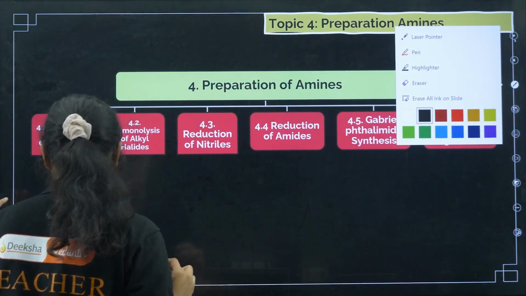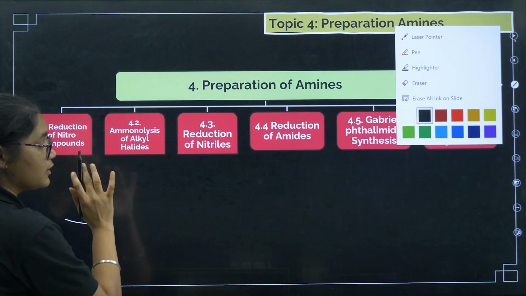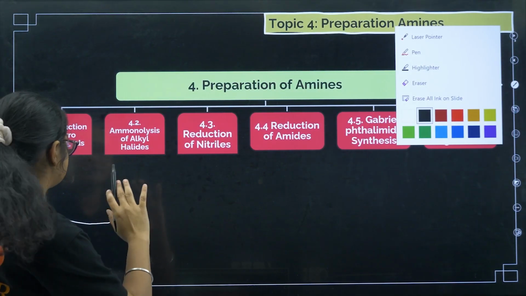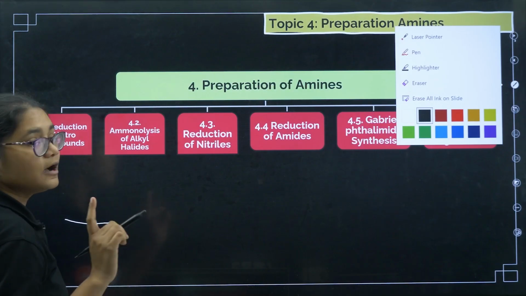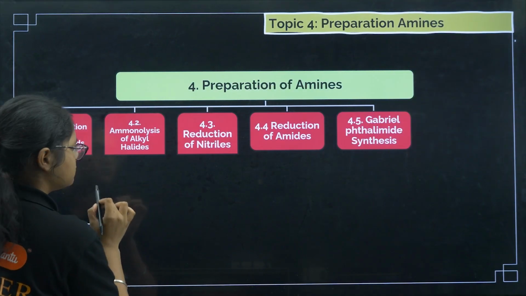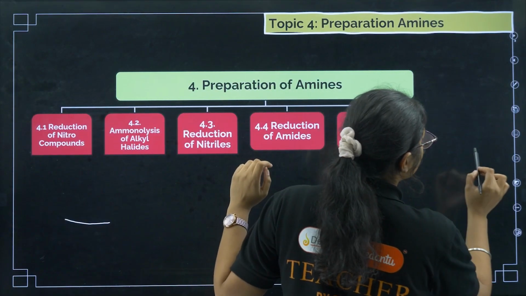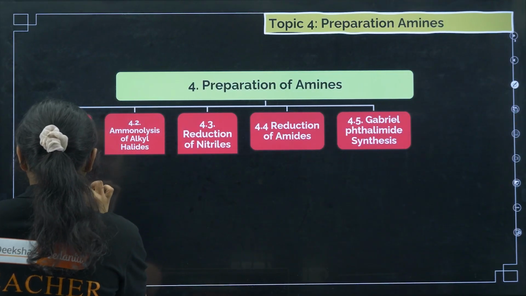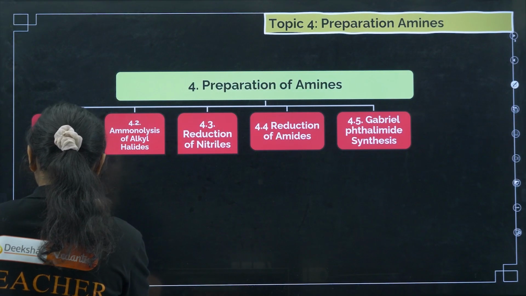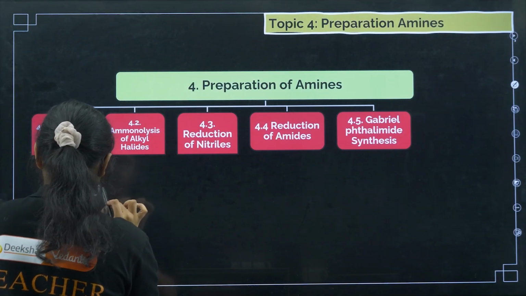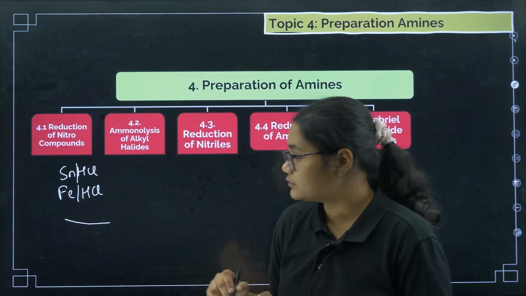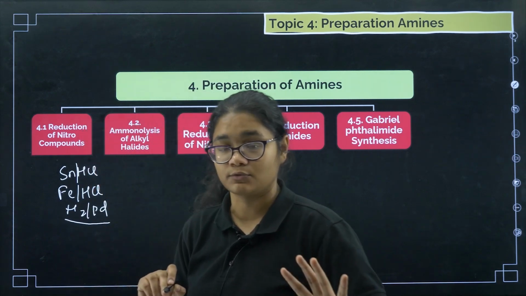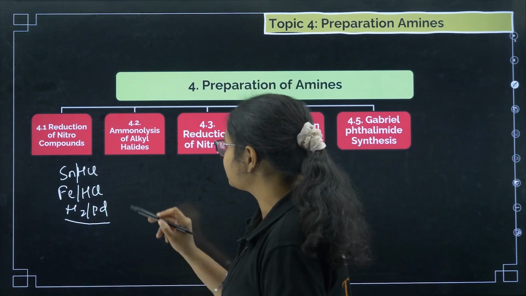So what is nitro compound? What will we get from a nitro compound? What are all the reagents there? Quickly you can also type in the comment section what all reagents we have discussed for nitro compounds. So first is your Sn/HCl. Okay, so we can use Sn/HCl, we can use Fe/HCl. Then you can use H2 with palladium. Everyone who is watching this video, please put it in the comment section.